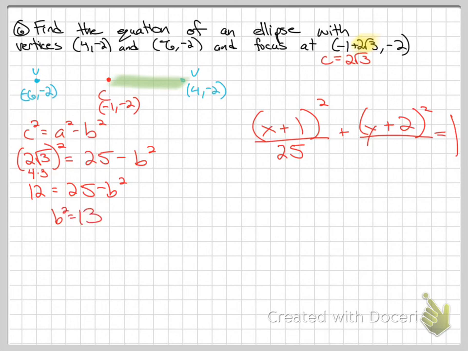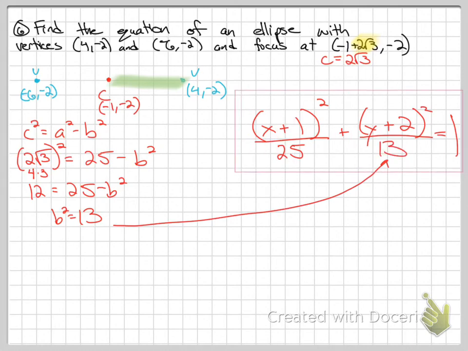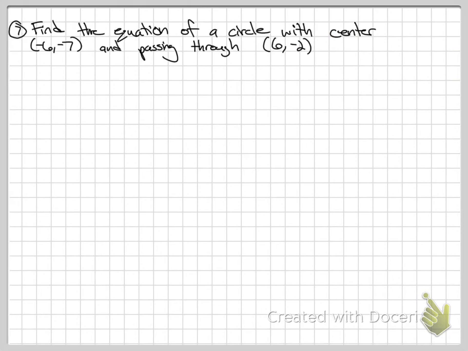We could square root that if you want to, but remember, it's that whole number that gets written under your variable. This is our equation of the ellipse. Let's see what's next. Circle. Okay. Copy down the problem, see what you can do with it.